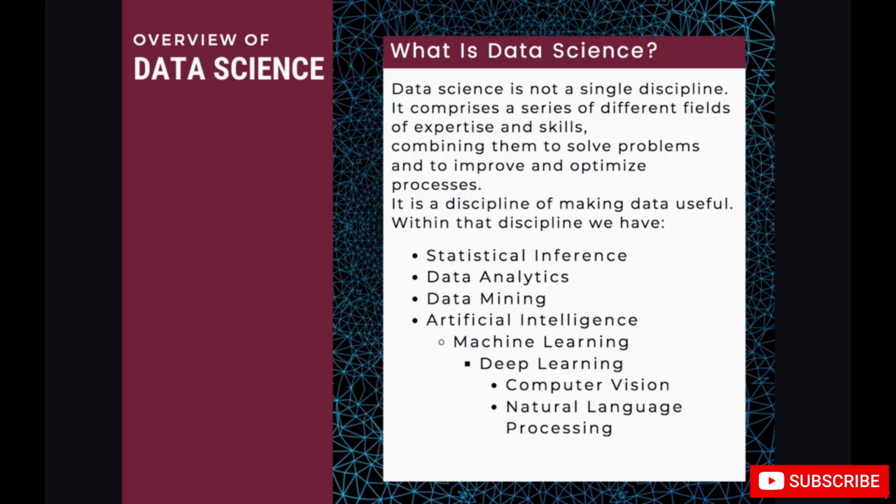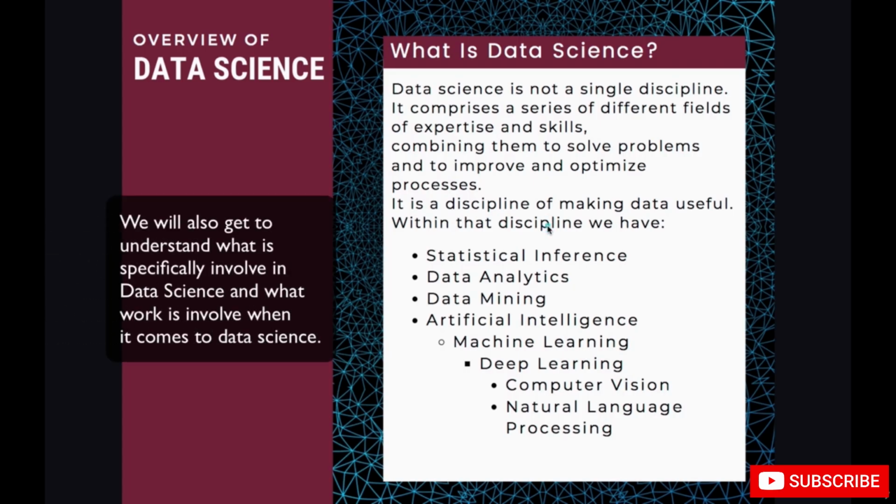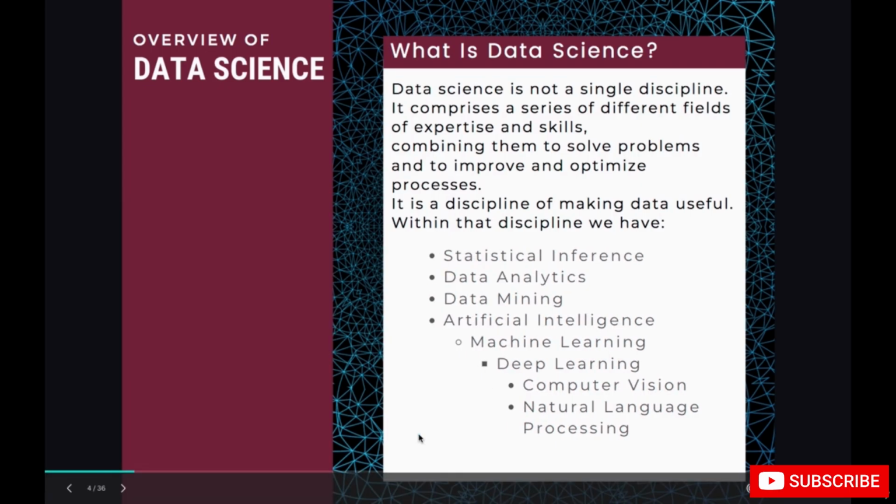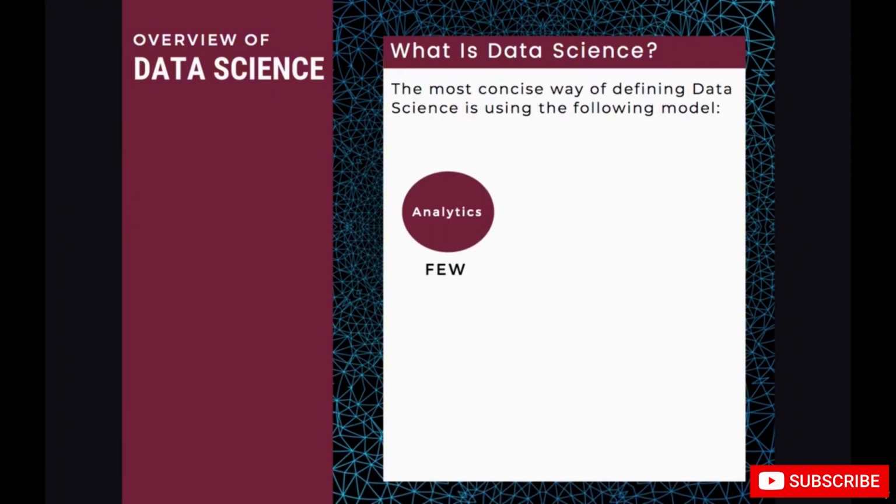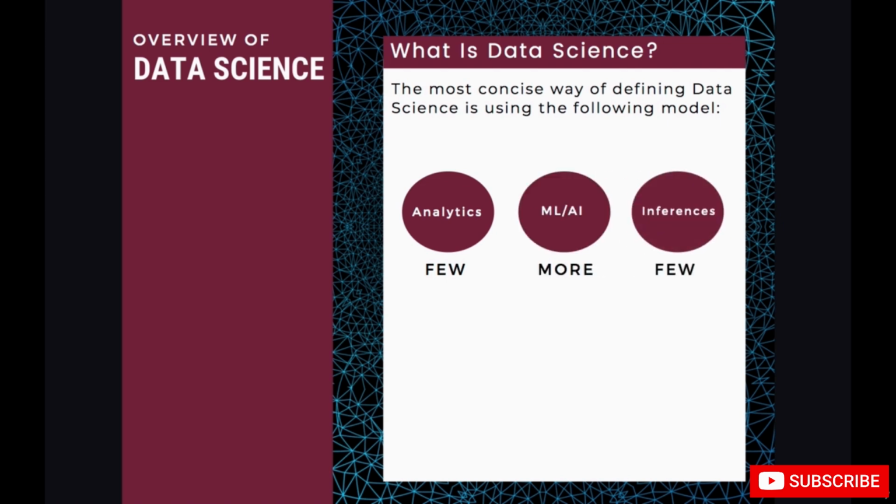You can specialize ultimately. So this is just a brief understanding of what data science is. It's just like any other domain where you can specialize in different specific fields, and I'm going to introduce you to these specific fields as well. Okay, so in a more concise form, this is how data science is being defined. Now, in data science, you do less of the analytics, and more of the machine learning and AI stuff. And you also do fewer inferences.